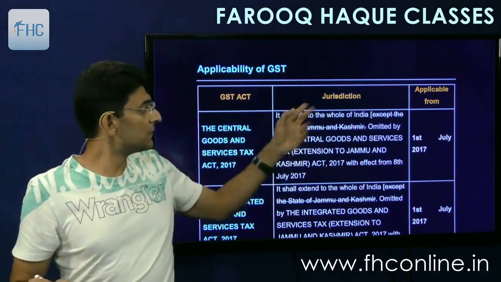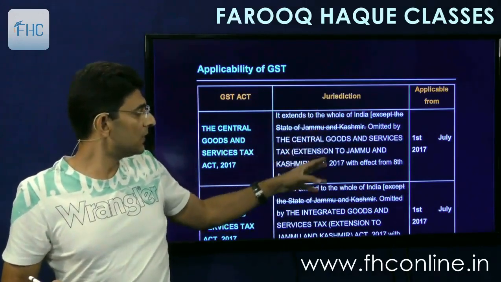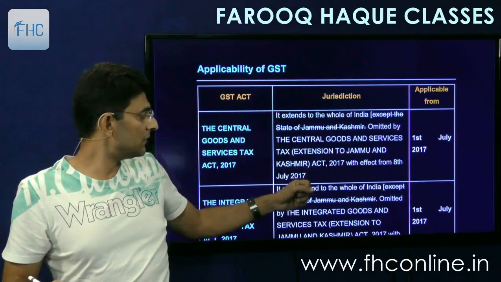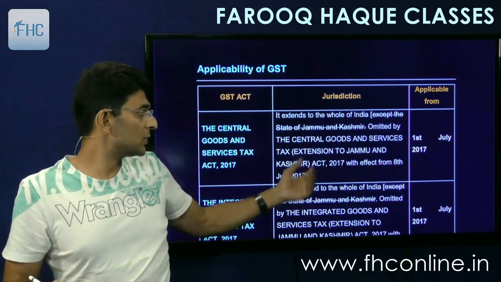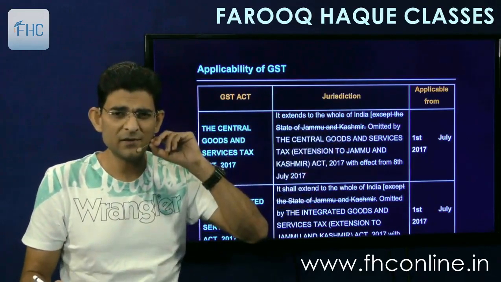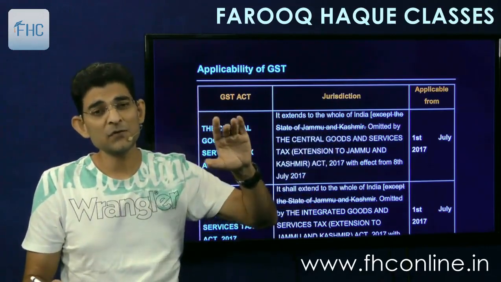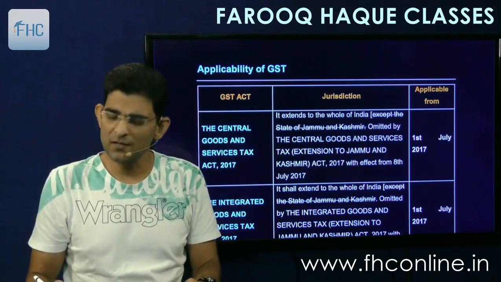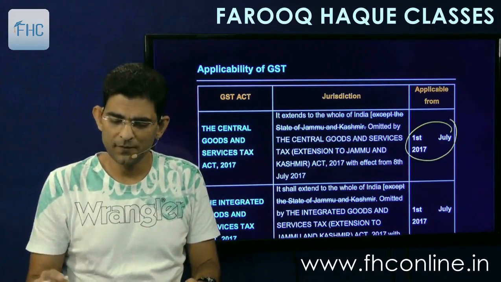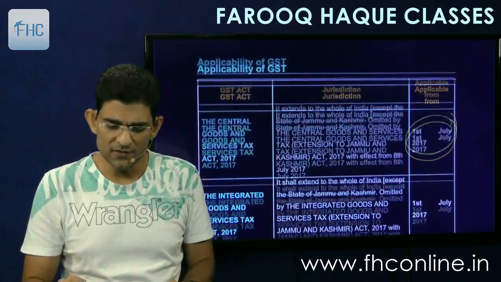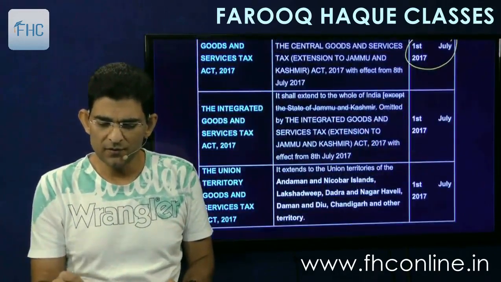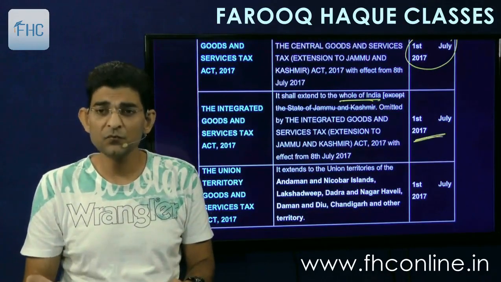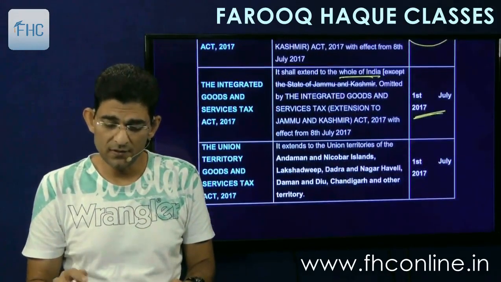Earlier it was written except Jammu and Kashmir, but it was omitted by the Central Goods and Service Extension to Jammu and Kashmir Act of 2017 with effect from 8th of July. So they were a little bit late, 1 week late you can say. But it was retrospectively brought into force from 1st July itself, so there is no problem. Similar is the case with IGST. It applies to whole of India, including Jammu and Kashmir now, from 1st July 2017.